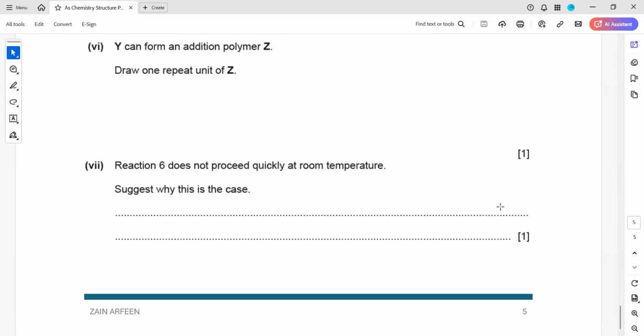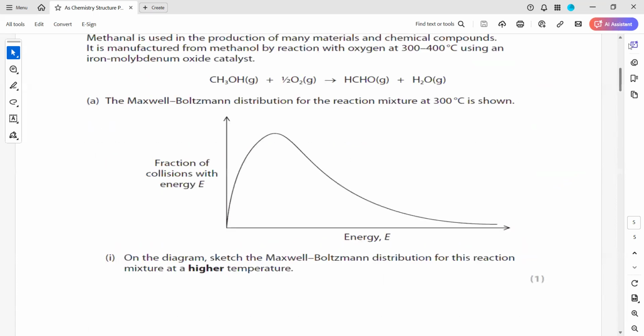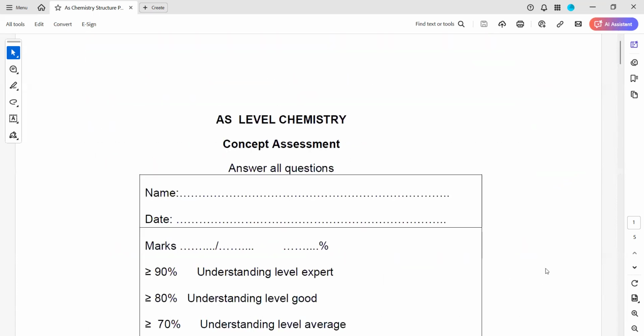So this was structure pop quiz 16. And next session we'll discuss pop quiz 17.